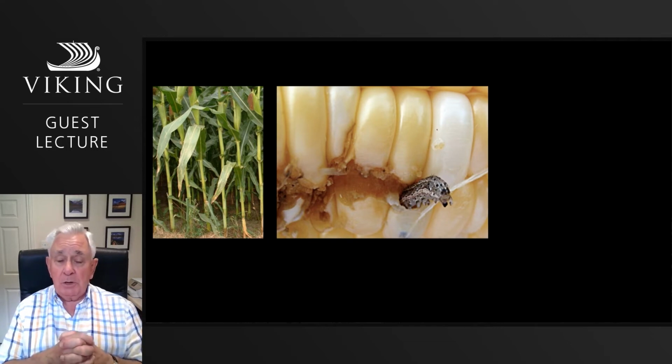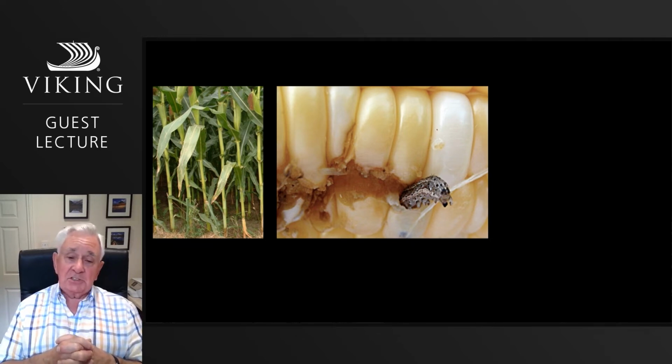And plants can also respond to attack by insects. This is a plant familiar to all of you. It's a corn plant, and it can be attacked by the Egyptian corn borer, which will go into the cobs, the part that we eat, and cause a lot of damage, makes them inedible.